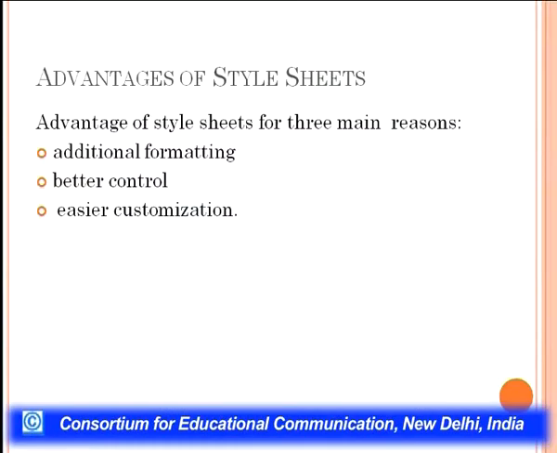So basically there are three advantages that we talk about when you are using cascading style sheets over HTML. First is, of course, the additional formatting that you can do. As I just said, for example, you want to highlight some text, or you want to create a page margin, or you want to give a specific kind of border to your image. All that can be controlled using style sheets. Then second is better control. How you can control the appearance of each and every element on the page can be done in a very, very effective manner if you are using a cascading style sheet, in contrast to what you are doing using HTML.